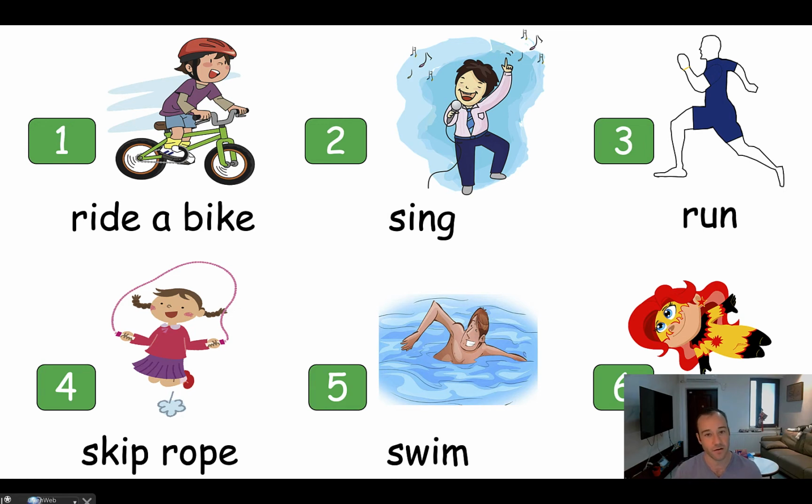Do that for a minute or two, probably like a minute, and then switch it. So then you are saying the number or whatever the thing they already know that you're reviewing is, and then they say the new word. Always do it this way. You say the new word first, they say the number. Then you say the number or whatever else it is, and then they say the new word. Always do it like this.